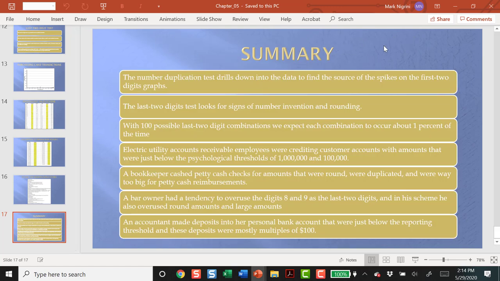So the number test drills down to find the source of the spikes. For the last 2 digits, we're looking for number invention and rounding. And I talk about the 3 cases: the electric utility kickbacks, the bookkeeper with the petty cash, the bar owner who liked to use the 8 and 9 as the ending digits, and Lynn the accountant who made deposits to a personal bank account that were multiples of 100 and just below the reporting threshold.